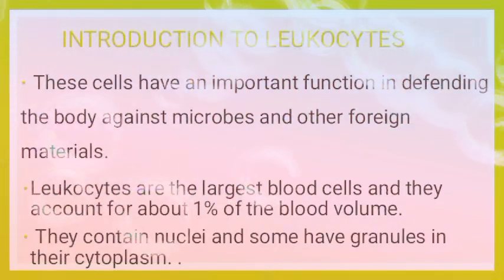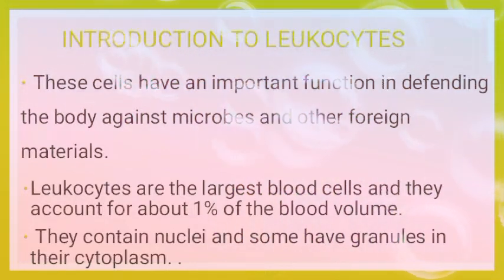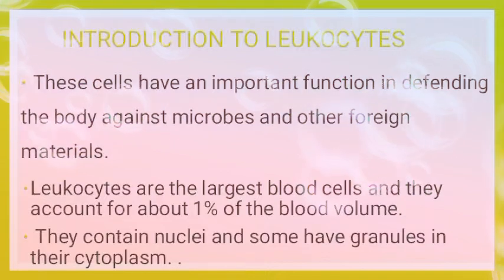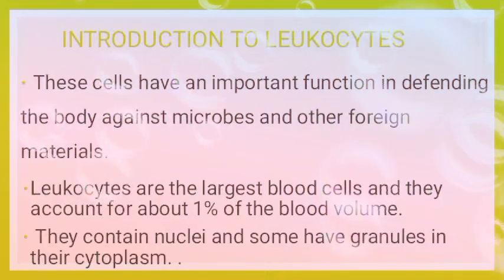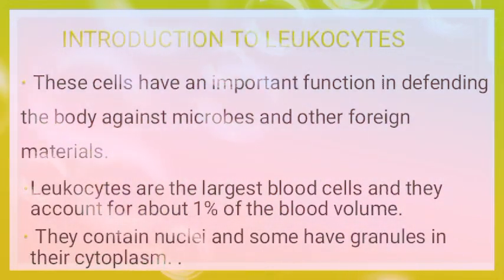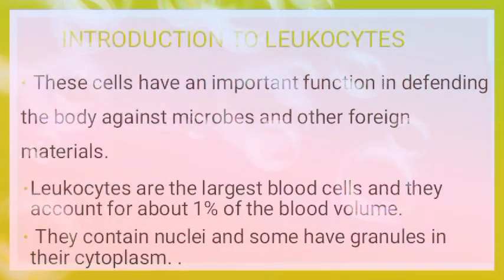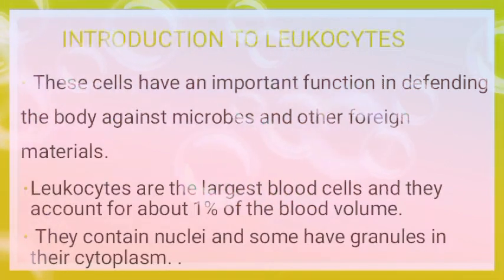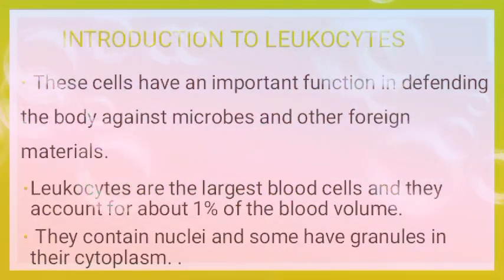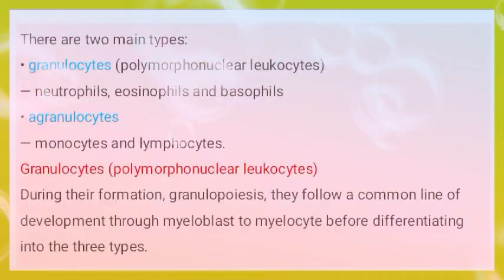So the whole blood volume of 5 liters that is found within a normal adult, the leukocytes just account for about 1% of that blood volume. And they contain nuclei, and some have granules in their cytoplasm. So we are going to talk about the groups of the leukocytes, and we find that some have granules in their cytoplasm, meanwhile others do not have those granules. And the granules are just small structures that are found within the cytoplasm.